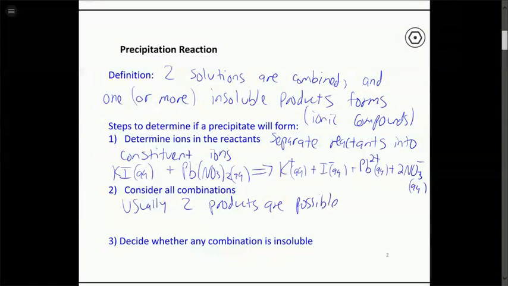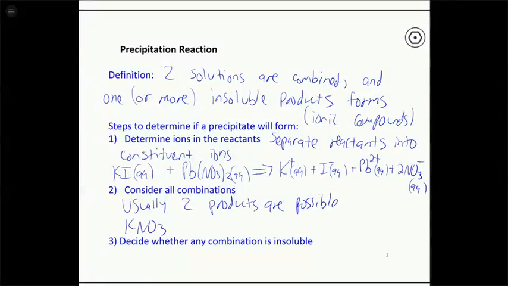So when we pair this cation K plus with the other anion, which is NO3 minus, we get KNO3. And then when we pair the other cation, which is lead 2 plus, Pb2 plus, with the other anion, I minus, we have lead 2 plus, I minus, so the formula for that would be PbI2.